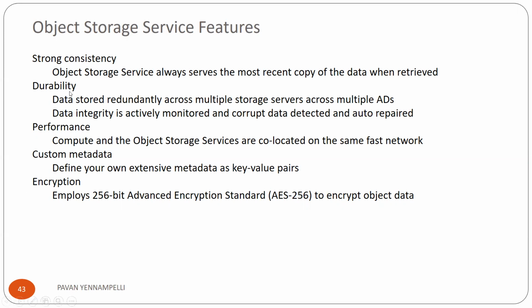Durability means how long the data will be available. Data is stored redundantly across multiple storage servers across multiple ADs. Data integrity is actively monitored, and corrupt data is detected and auto-repaired. So it has the capability to repair corruptions on the files which we upload or store in the buckets. The data is also replicated across multiple availability domains to avoid any failures.